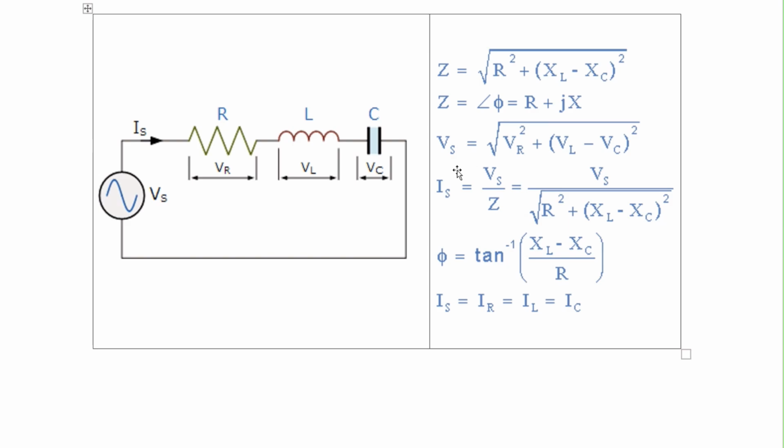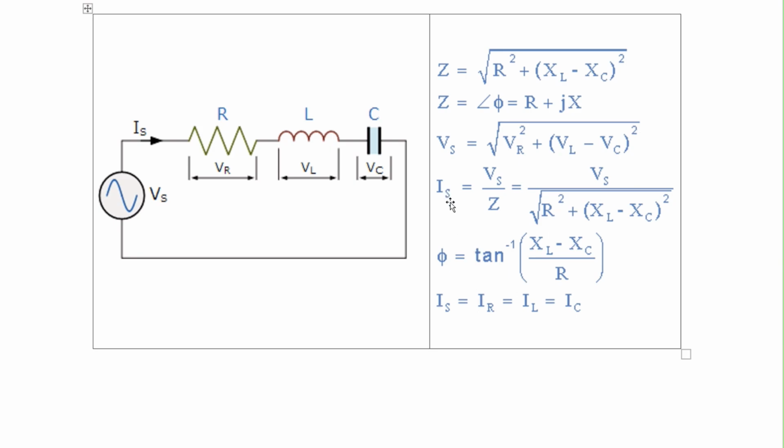Now what will be the net voltage Vs? Vs is again the vector sum of these three voltages. The vector sum of the two voltages VL and VC is basically the difference, because VL and VC are opposite in nature. If you consider one to be positive, the other will be negative. So Vs is equal to the square root of the voltage across the resistor squared plus the difference of the voltages across the inductor and capacitor squared.